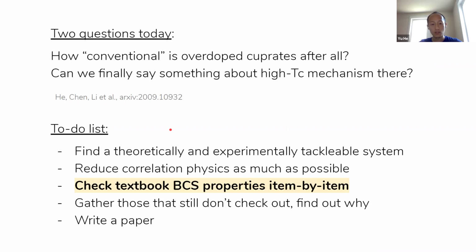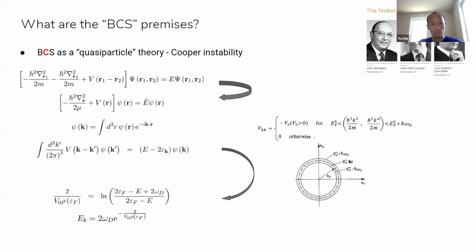And we want to see whether the superconductivity in this regime can really be captured by a model or framework that we are familiar with. So this is not meant to be a solid state class, so I'm just going to very quickly flip through it. But we really need to ask the question, what are the BCS premises that we're going to investigate?